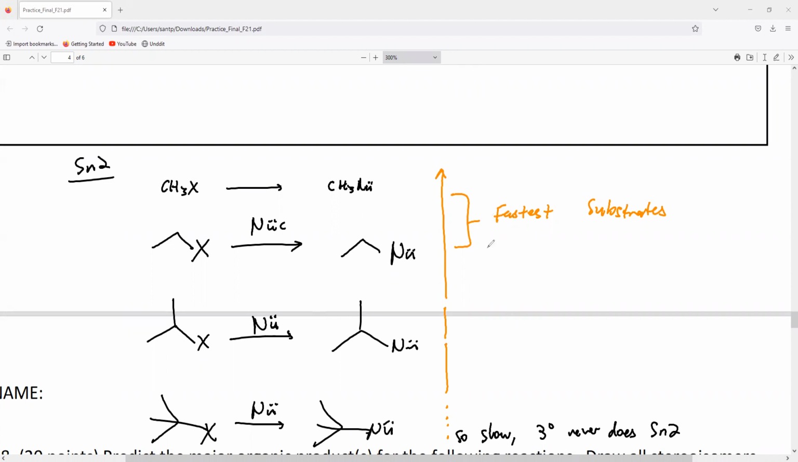The reason why it's faster, what is making it faster, is, think about it, what we're doing when we're going to tertiary is we're increasing the steric bulk.